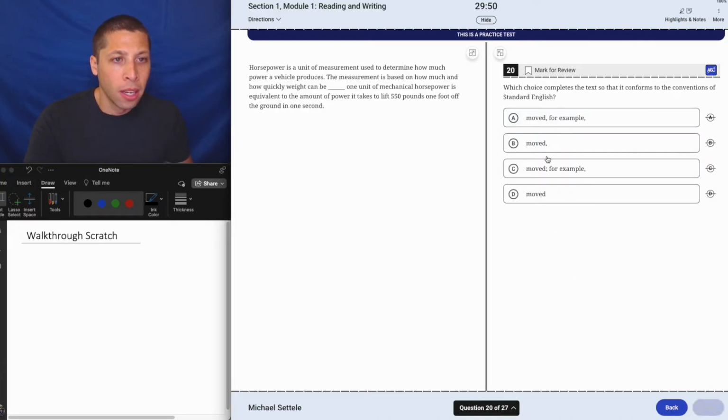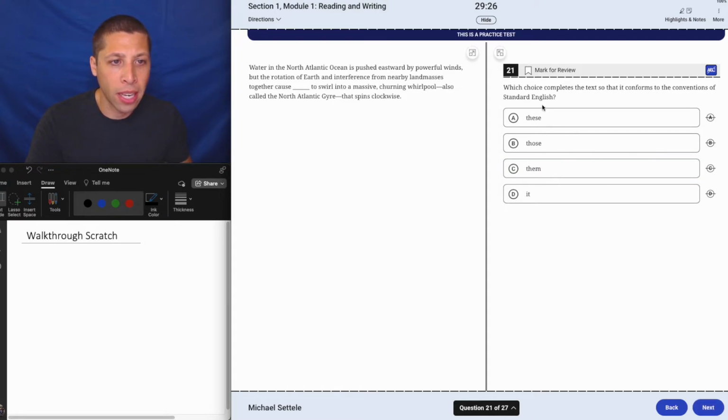Okay, so the first thing that jumps out to me is we have a semicolon. Let's test if we have two sentences. That'll end it. So the measurement is based on how much and how quickly weight can be moved. Sounds like a sentence. 1 unit of mechanical horsepower is equivalent to the amount of power it takes to lift 550 pounds. Yeah, that sounds like a sentence too. So we don't have a choice. We have 2 sentences. We need a semicolon.